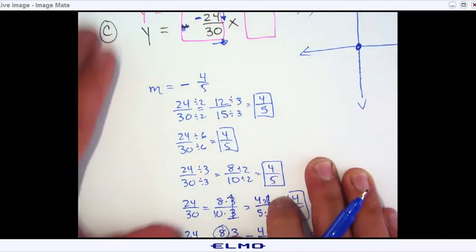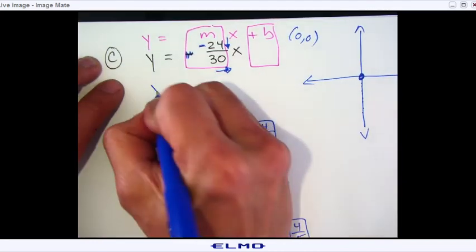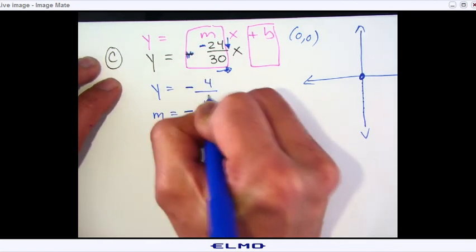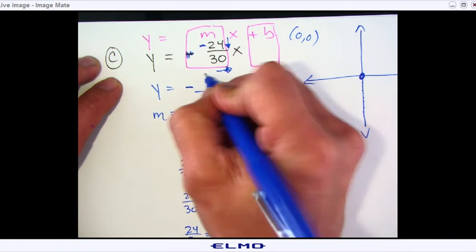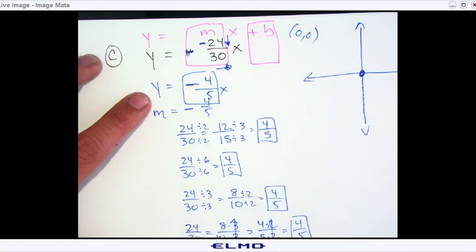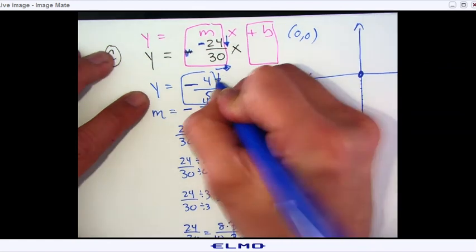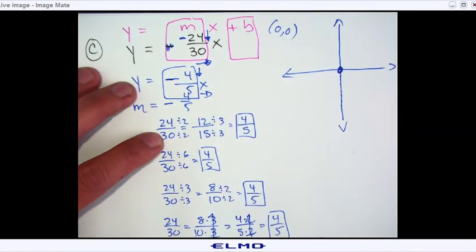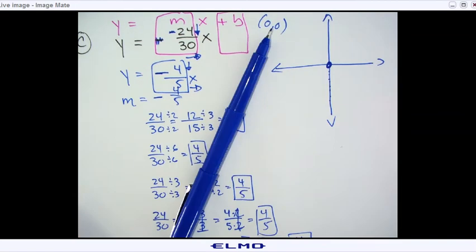Okay? So my equivalent fraction is y equals negative 4 over 5x. And remember, the negative is going to be on top, so we're going to fall and then go to the right. Fall and then go to the right. So let's go ahead and fall 4.